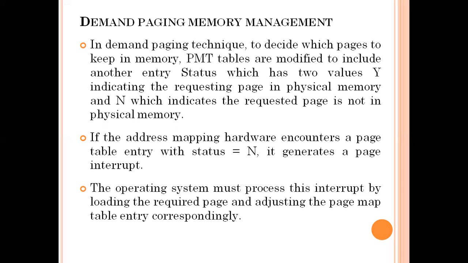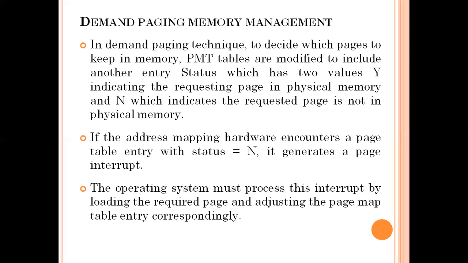So during execution, whenever the processor sees a page whose status is no, at that time the processor sends a demand to the operating system. Then the operating system loads the corresponding page by bringing it from the secondary memory to the primary memory. So in the demand paging technique, to decide which page to keep in the memory, page map tables are modified to include another entry called status. It has only two values, Y or N. Y means it is available in the physical memory. N means it is not there in the physical memory.